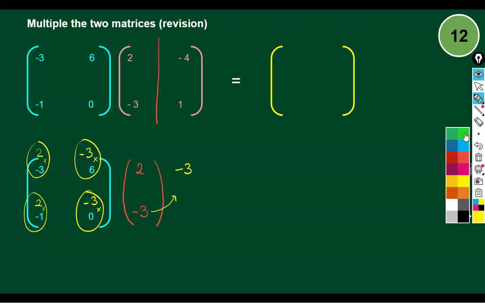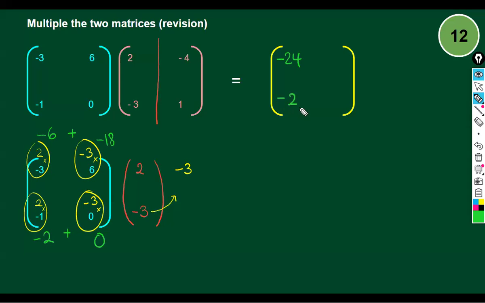Right, let's see. 2 multiplied by minus 3 is minus 6. Minus 3 by 6 is minus 18. 2 by minus 1 is minus 2. Anything multiplied by 0 is 0. To get the first 2 answers, we add the 2 answers on top, 2 answers underneath. I'm getting minus 24 and minus 2. Looking correct there, guys? Look for your mistakes.